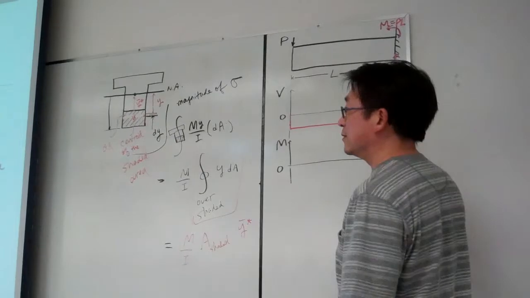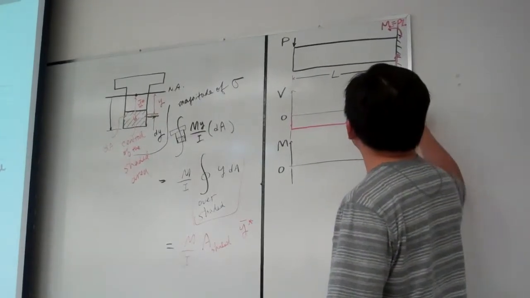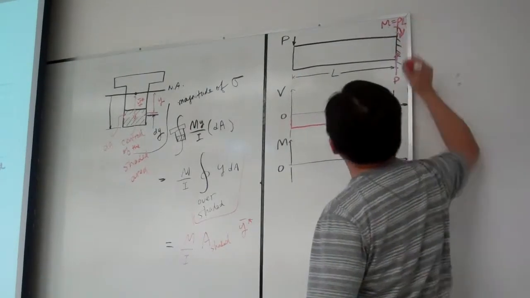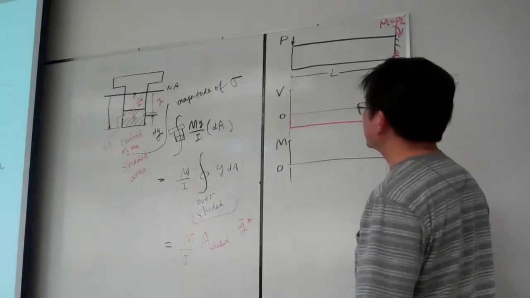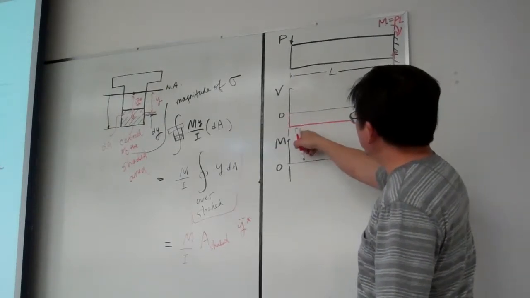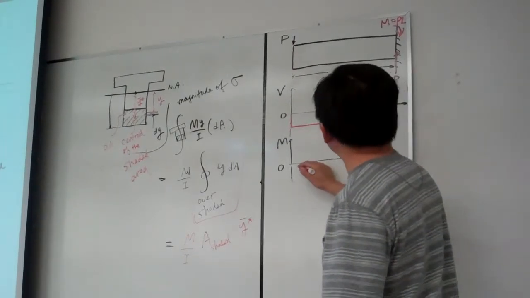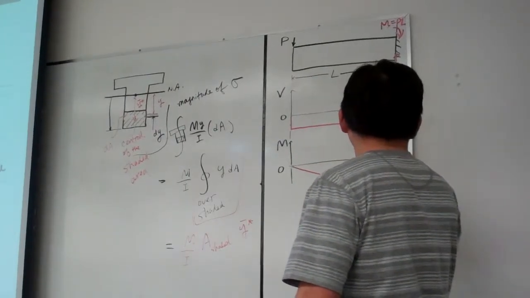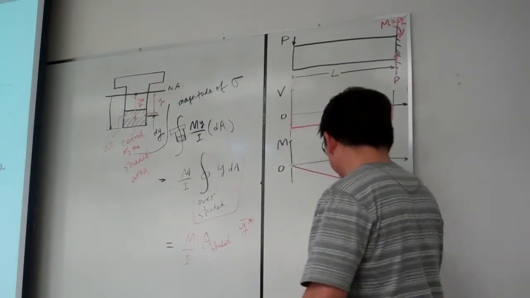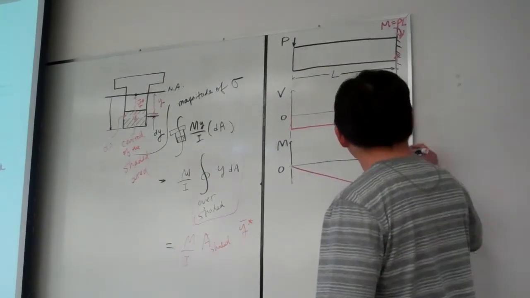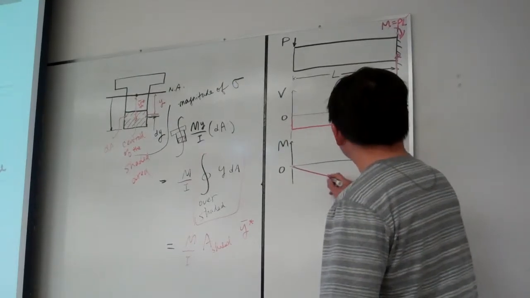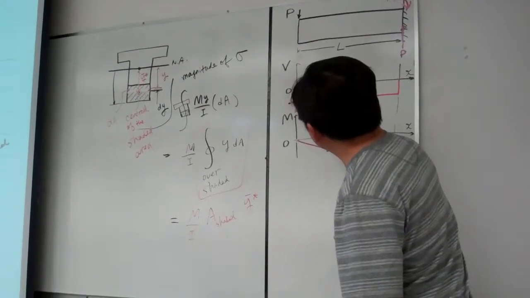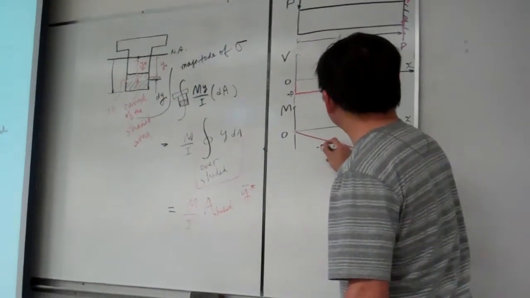Wouldn't the reaction go the other way for the moment? Oh, the moment should be in this direction. Thank you. Okay, so this is the shear diagram. For the bending moment, that will be starting from here. These are x, these are x. So the slope equals minus P here. Okay, so the slope equals minus P.